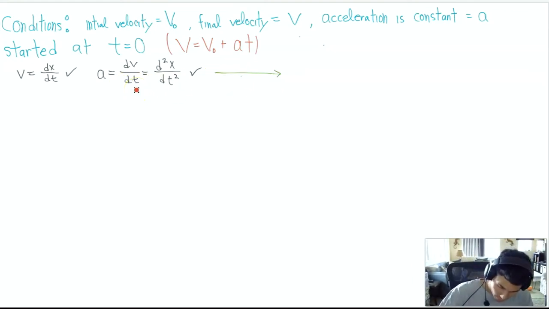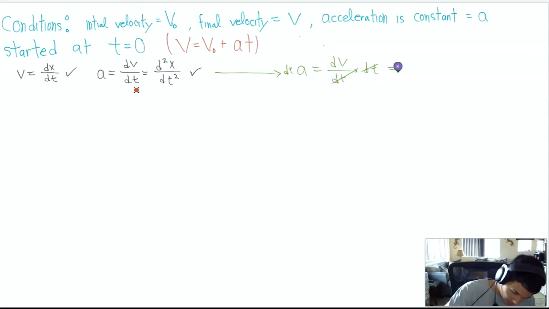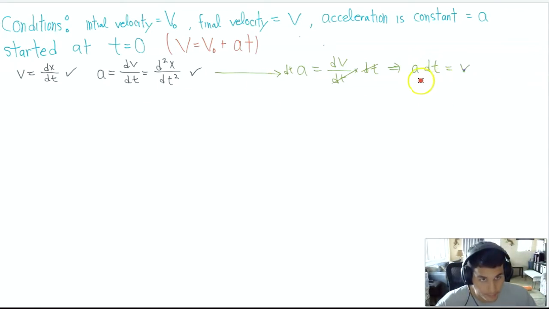So what we can do first, we're going to draw this arrow for indicating that we're going to change something. Let's just write a is equal to dv/dt, but then let's multiply out the dt and put it on both sides. In other words, I have a dt is equal to dv.